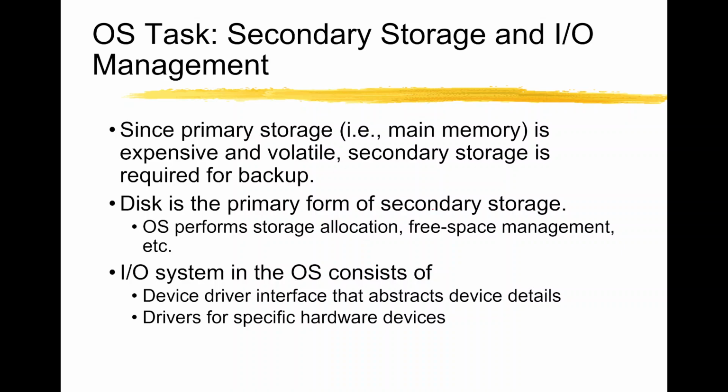Another task of the operating system is secondary storage and input-output management. Since the primary storage, which is main memory, is expensive and volatile, secondary storage is always required for backup. The disk is the primary form of secondary storage. We can call it the disk, the solid state disk, or the hard disk. Whatever. The OS performs storage allocation, free space management, etc.